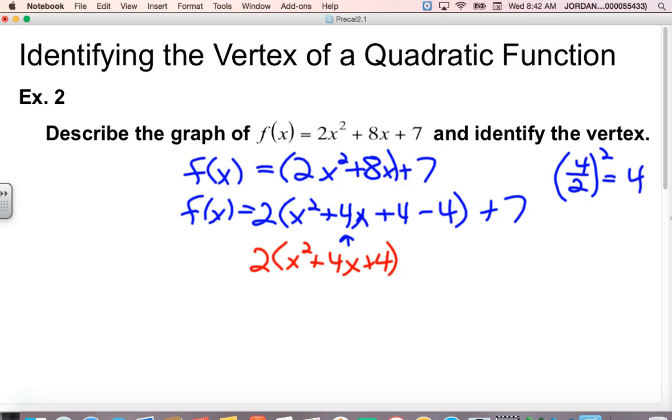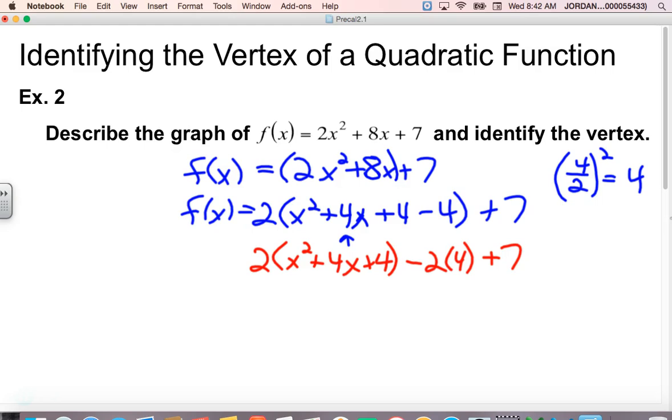the minus 4. So at this point, we're still going to distribute the 2 to these first 3, but outside the parentheses, we need to write minus and distribute the 2 to the minus 4 right here. Give that 2 to the minus 4, and then put your plus 7. Alright, so now the only thing left to do is basically factor x squared plus 4x plus 4.